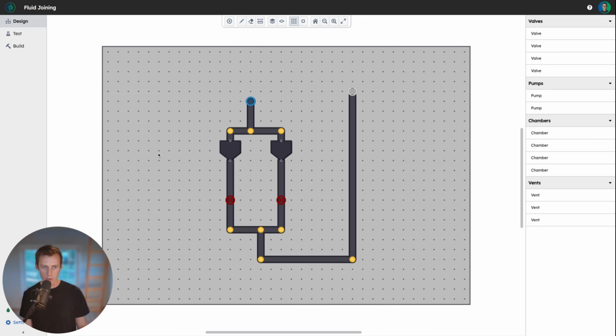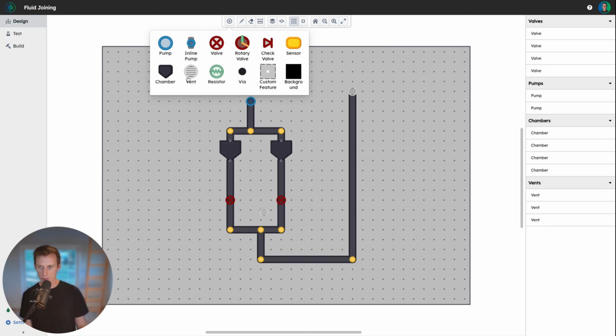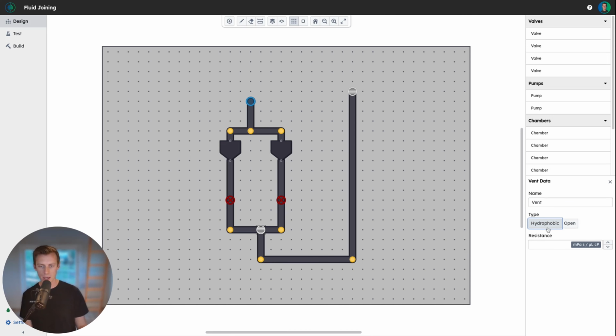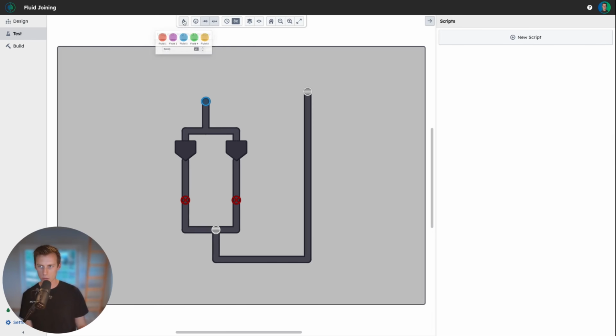So this one is easy. We head back to the design pane, drag a vent component onto the intersection, and then configure the vent as hydrophobic. So let's see how that impacts the system by trying it again. Now we see that the first fluid slug splits at the intersection and does not move until the next one comes along, sealing the hydrophobic vent and pushing it out.